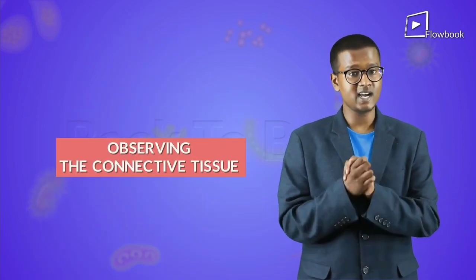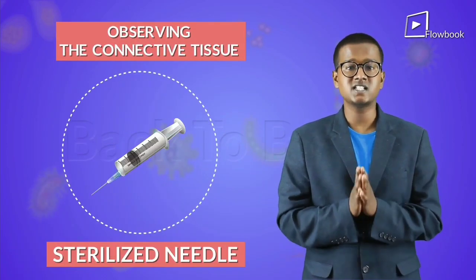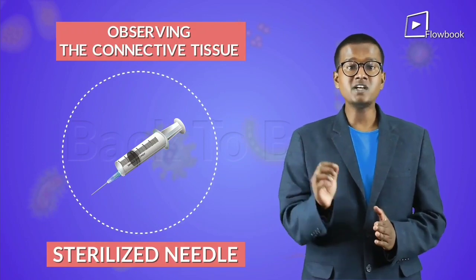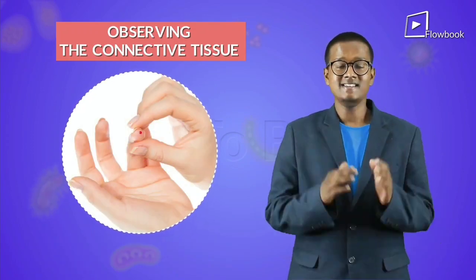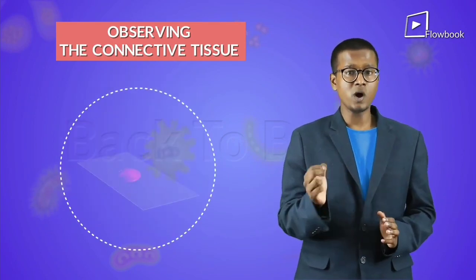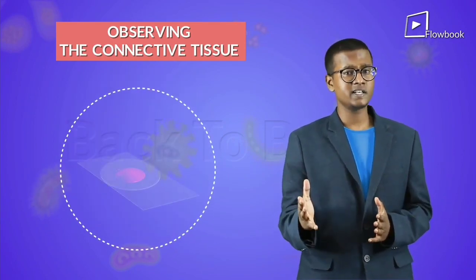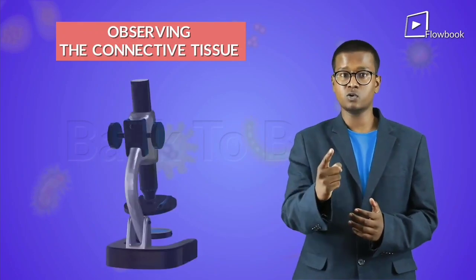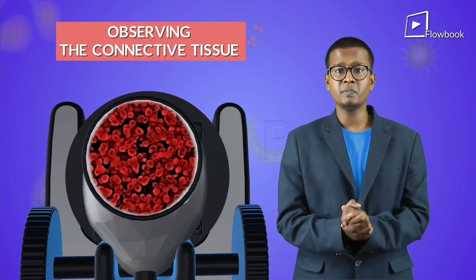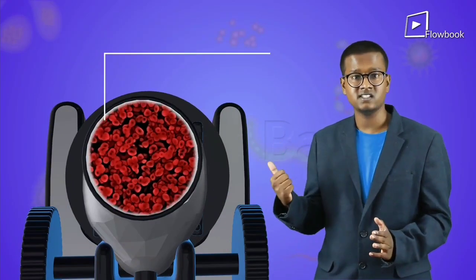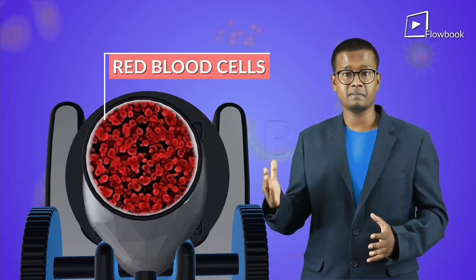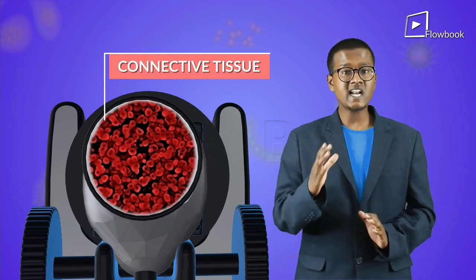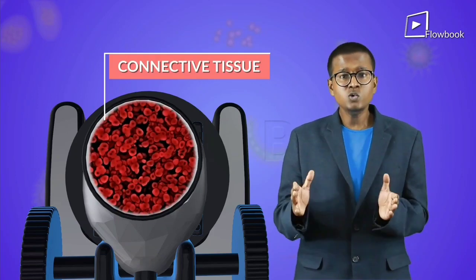Now for observing the connective tissue, take a sterilized syringe needle and collect 1 drop of blood from the fingertip by pricking it with this needle. Now take a slide and place this 1 drop of blood and cover it with a cover slip and later observe it under a microscope. And now under the microscope you can see the red blood cells like these. Although blood contains different cells, you will only be able to see the red blood cells. Now these are called connective tissue and these are loosely spaced and connect all the organs.